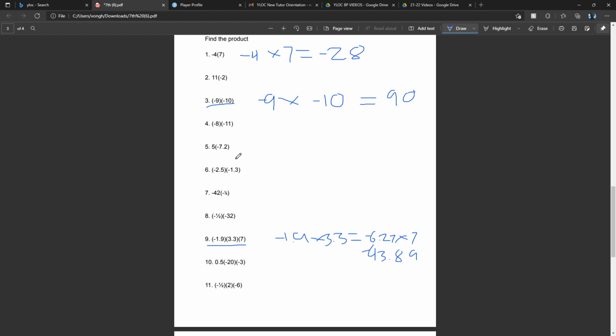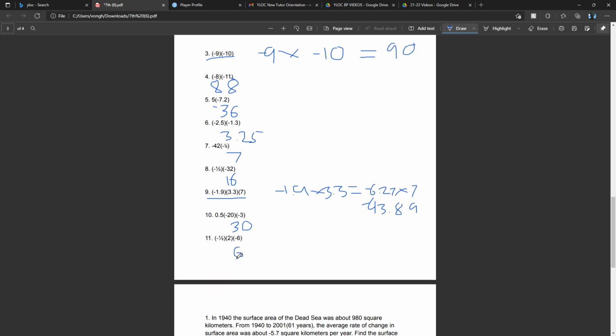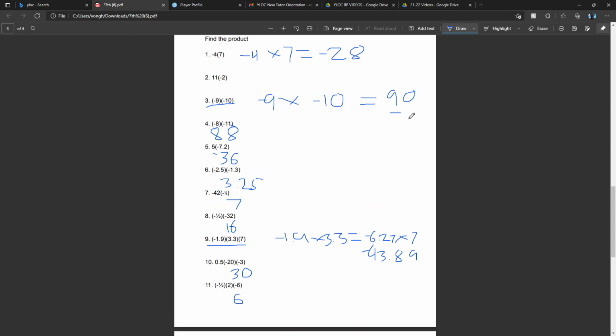And if you want to check your work, I'll write the answers here. So 4 should be 88, 5 should be -36, 6 should be 3.25, 7 should be just 7, 8 should be 16, 10 should be 30, and this is 6. Now, I recommend that you guys try these on your own, and you can just check your answers here.